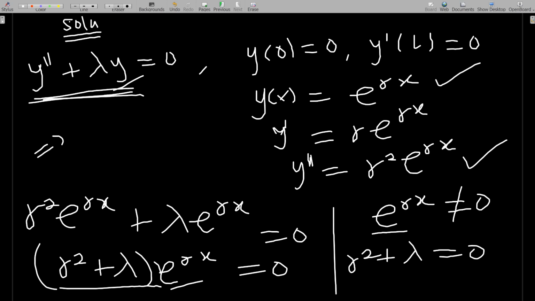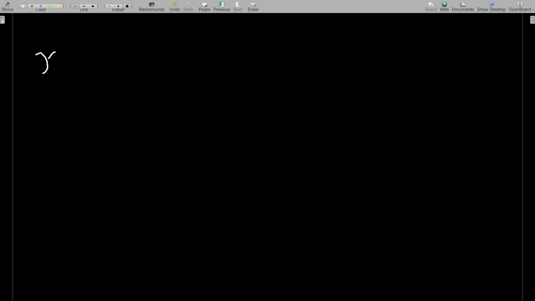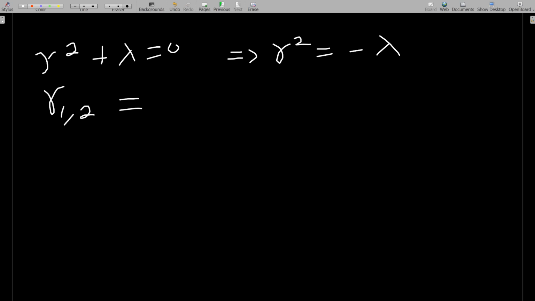I just want to solve everything here so that we can use the solution to find our eigenvalues and eigenfunctions. So we have r² + λ = 0. This implies that r² = -λ, and that's r₁,₂. The reason I say r₁,₂ is that we have r squared, so we get two values. It is equal to plus or minus the square root of -λ.